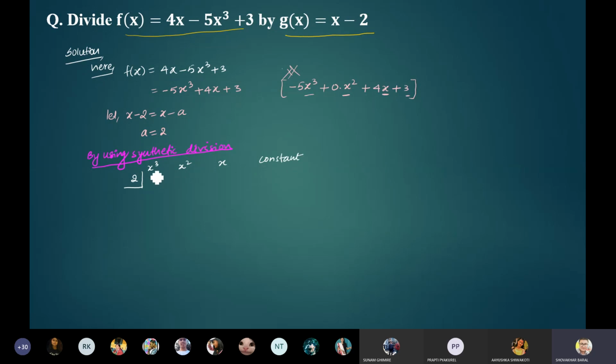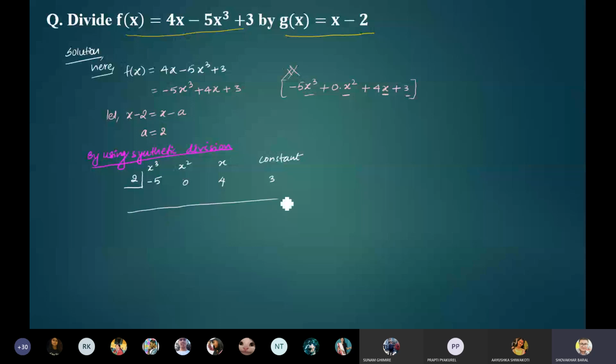Let me write the coefficients. The coefficient of x cube is minus 5. Is there a coefficient of x square or not? Can anyone respond to me? Yes, sir. What is the coefficient of x square in the given polynomial? 0. Okay, so it will be 0, and the coefficient of x is 4, and the constant is 3.